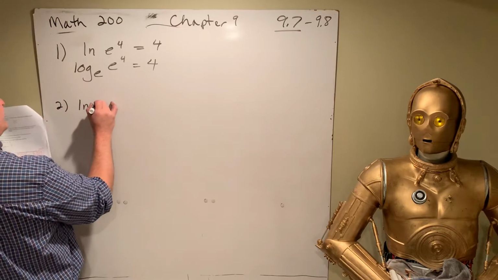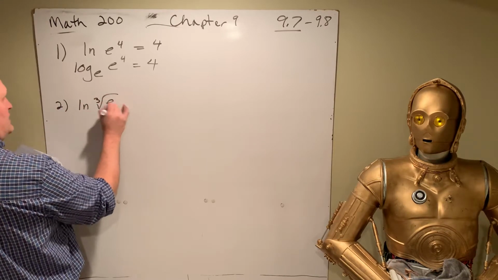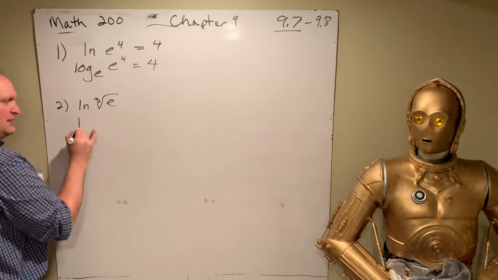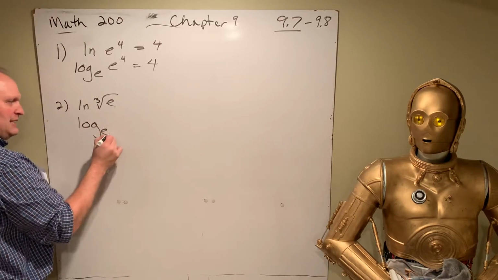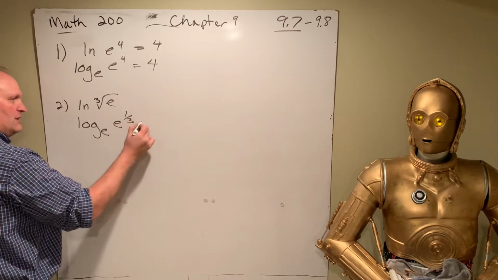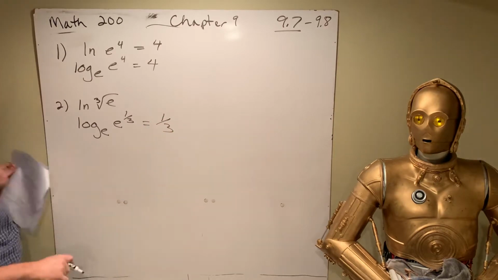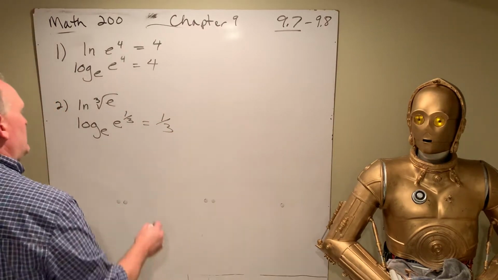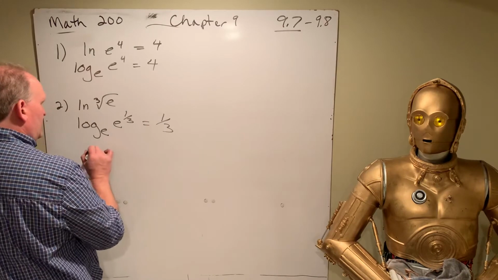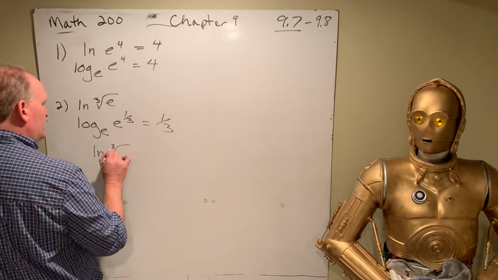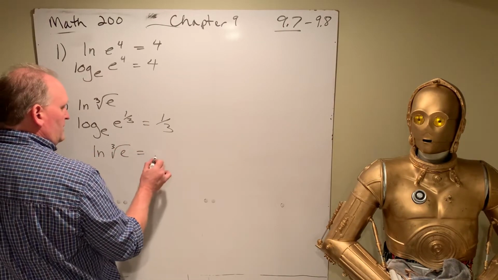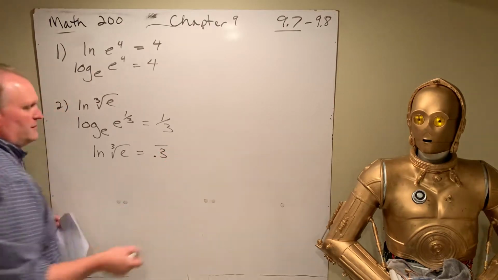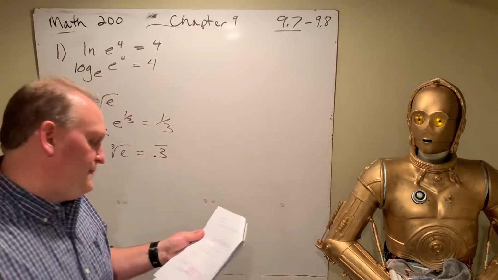ln of the 3rd root of E. So really what's going on here is log base E of E to the 1/3 power. So that's just 1/3. If you did ln of the 3rd root of E on your calculator, it would say 0.33333, repeating, which is 1/3.